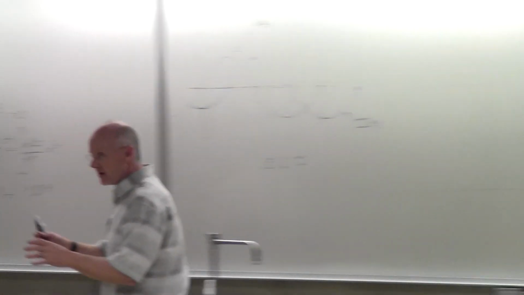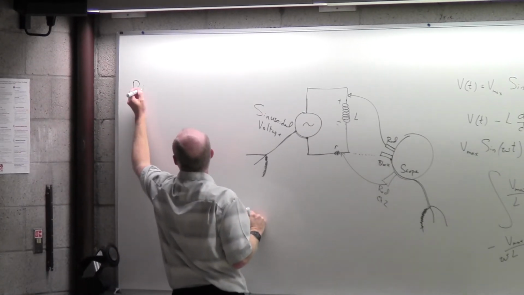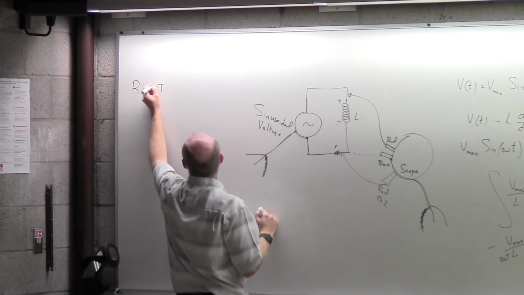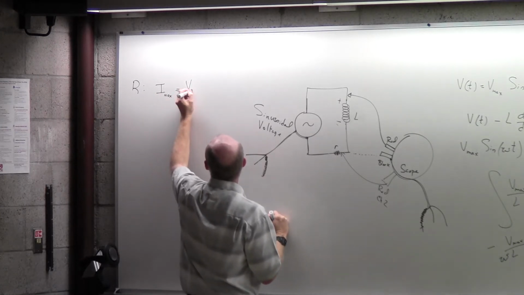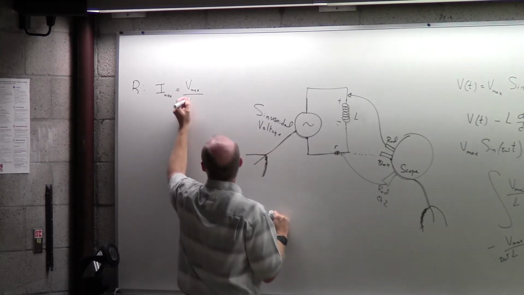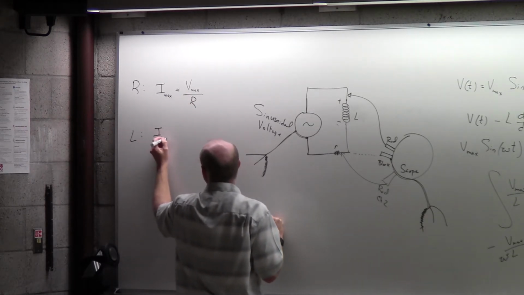So, over here on the side, when I had my resistor, I had a current maximum that was equal to the voltage maximum divided by the resistance. What do we see now with the inductor?